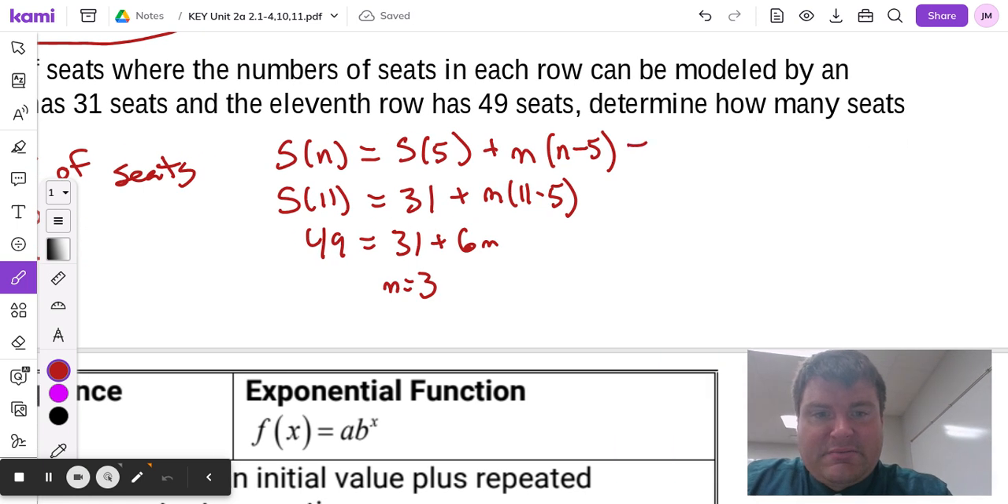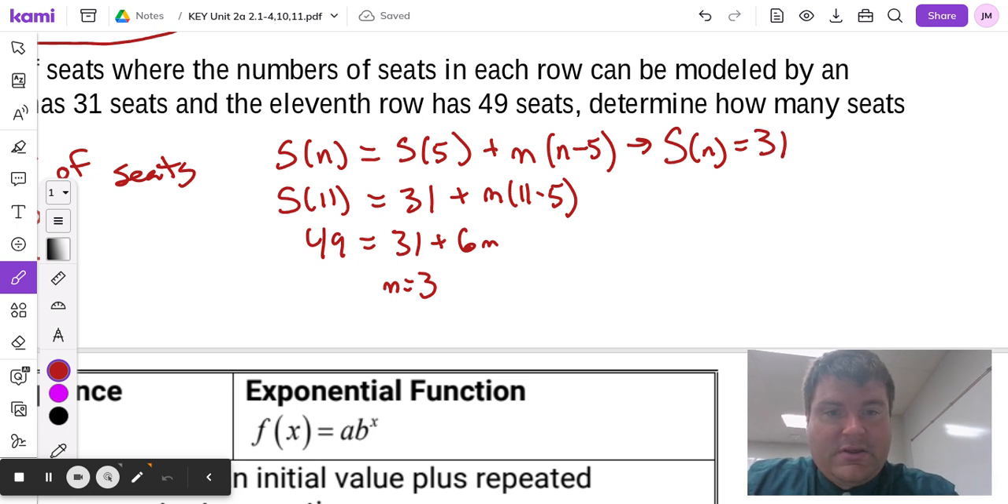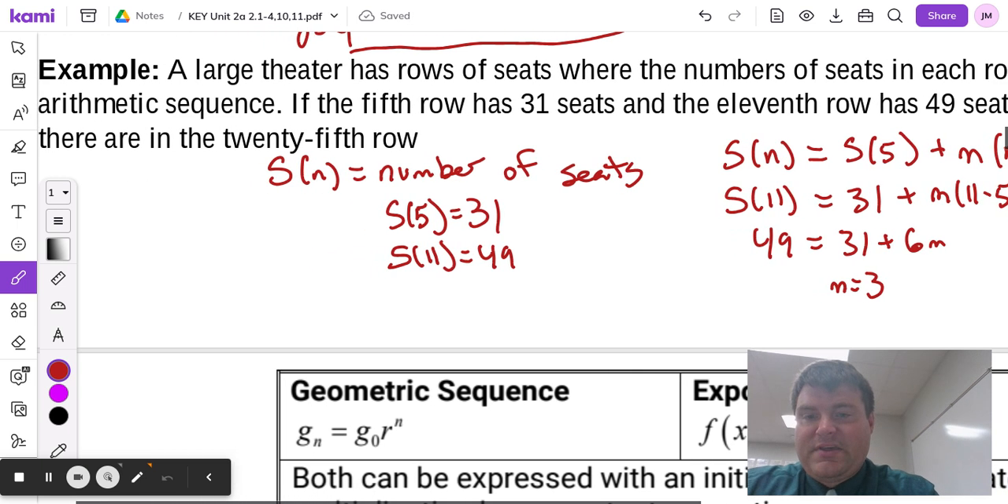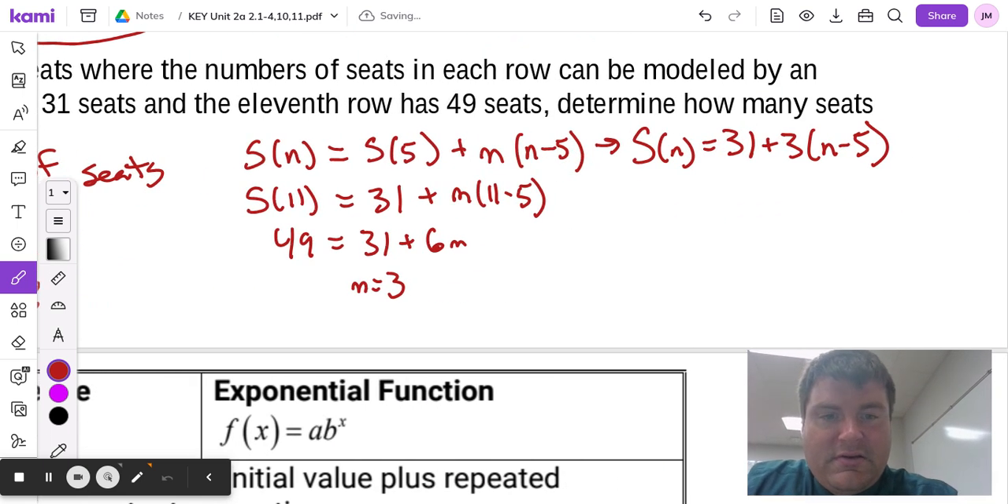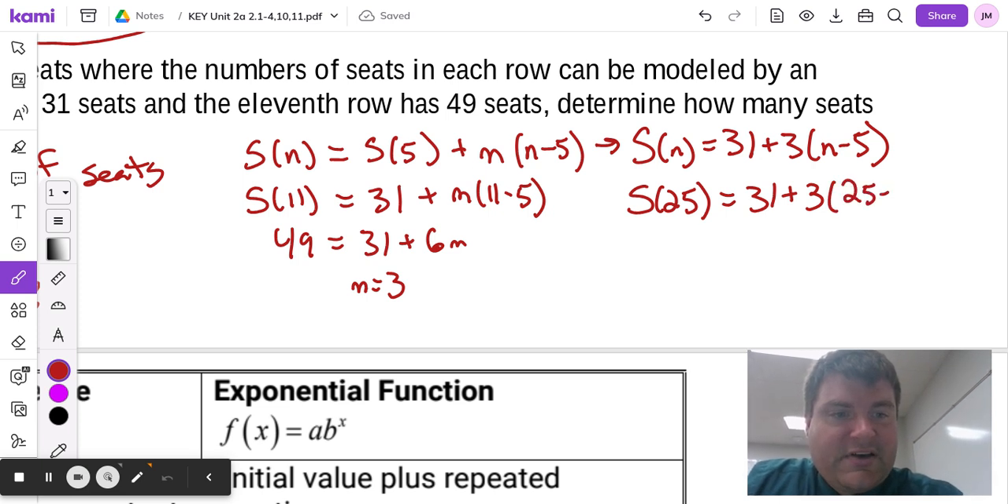So S sub n is now S sub 5, which is 31, plus 3 times n minus 5. I'm trying to determine how many seats are in the 25th row. So S of 25 equals what? Plug in the 25. So 31 plus 3 times 25 minus 5. You're going to get a solid 91 seats here.